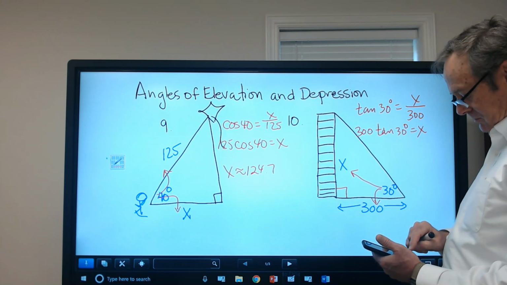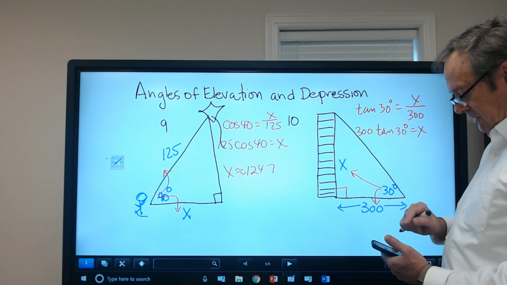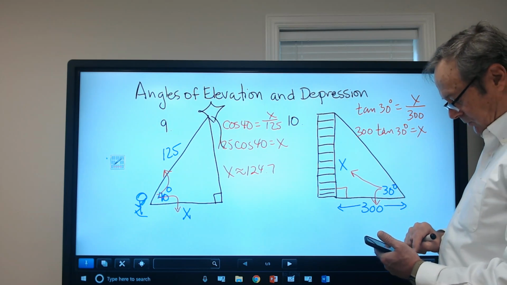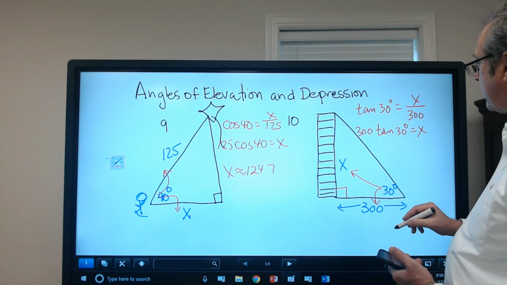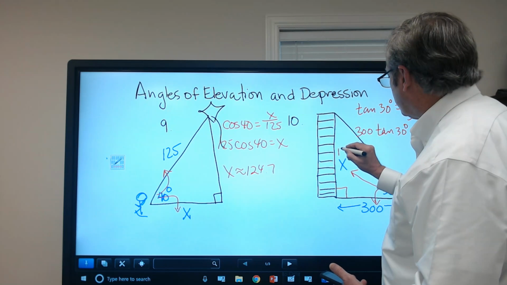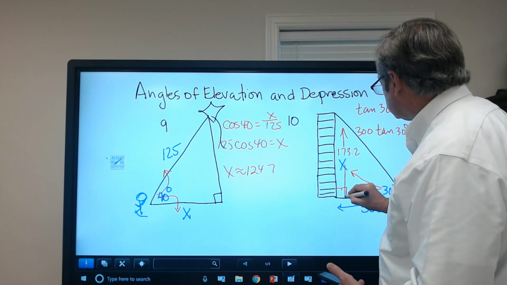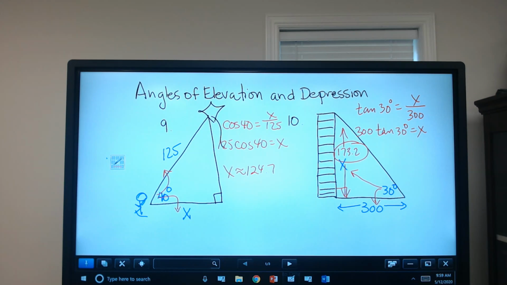So I'm going to do 300 tangent. You don't have to put the times sign, it does it automatically. Tangent 30 degrees, close parenthesis, hit enter. 173.2 feet tall. Okie dokie. So that's 9 and 10.